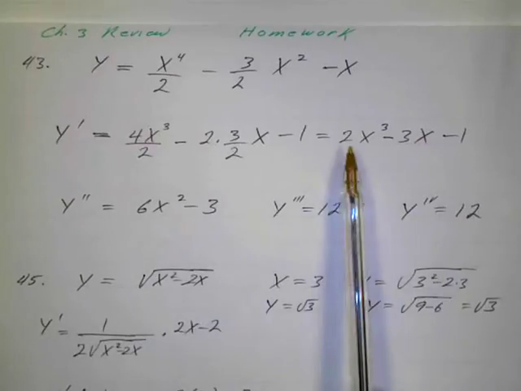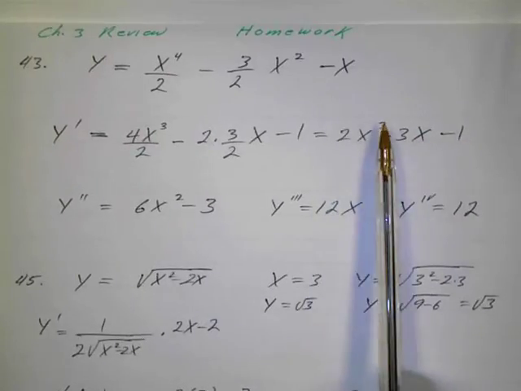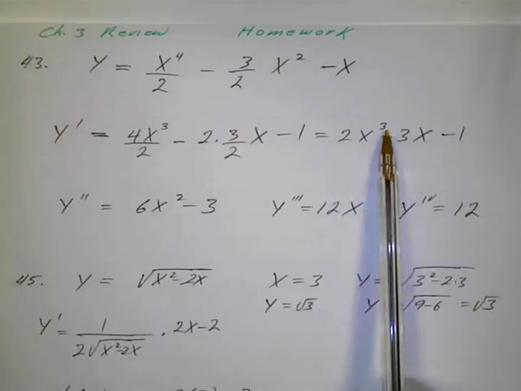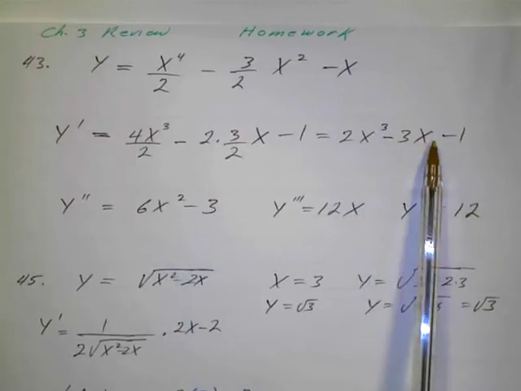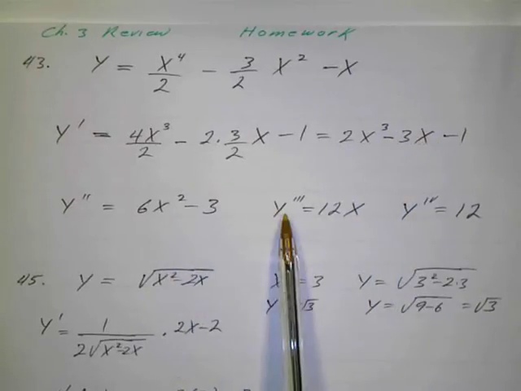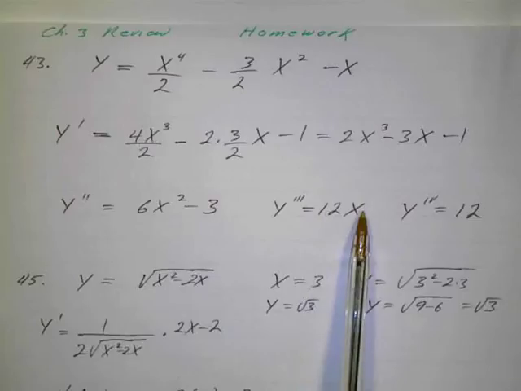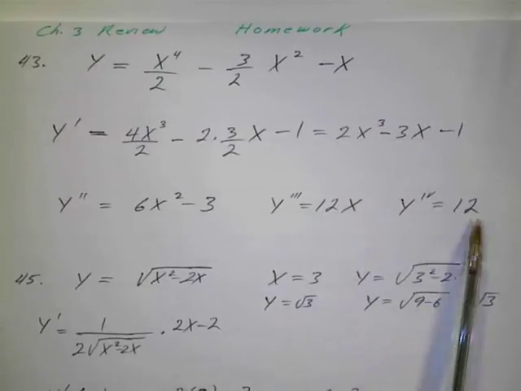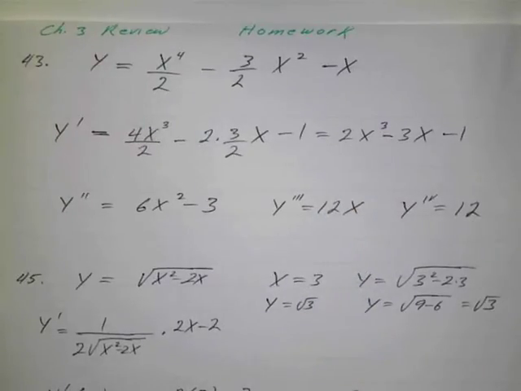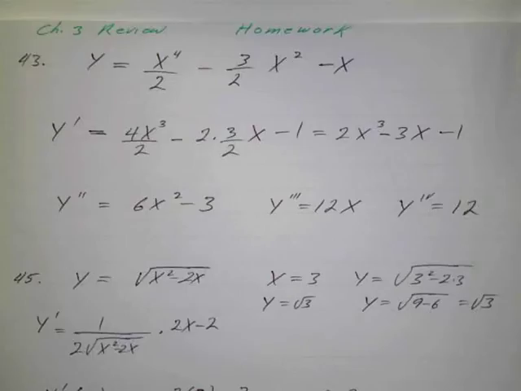Then I can take the second derivative, which is just the derivative of this, which would be 6x squared minus 3. Then the derivative of this would be the third derivative, which is 12x. The derivative of that would be the fourth derivative, which is 12. And all the rest of them are zeros. So those are your 4 derivatives that you can take.